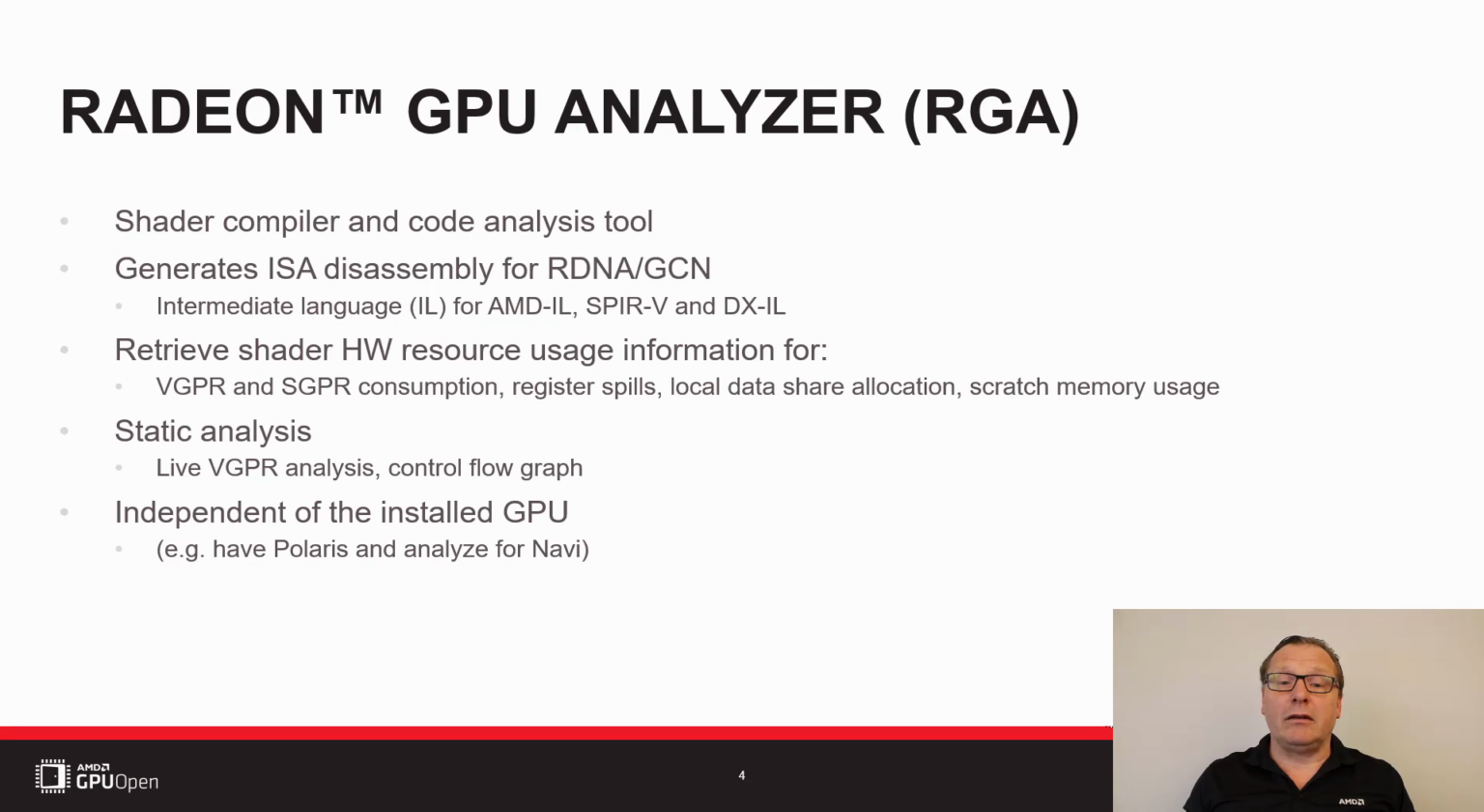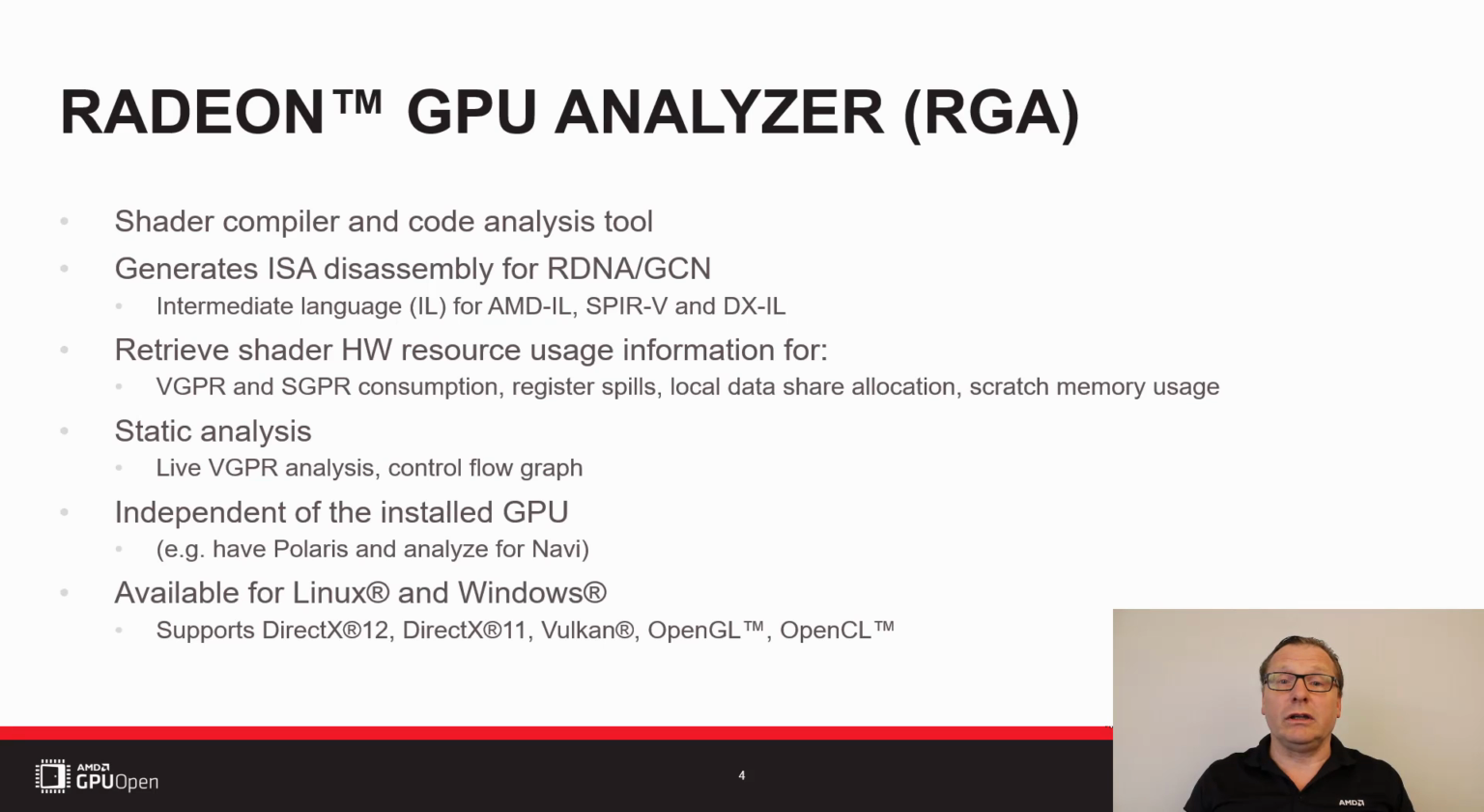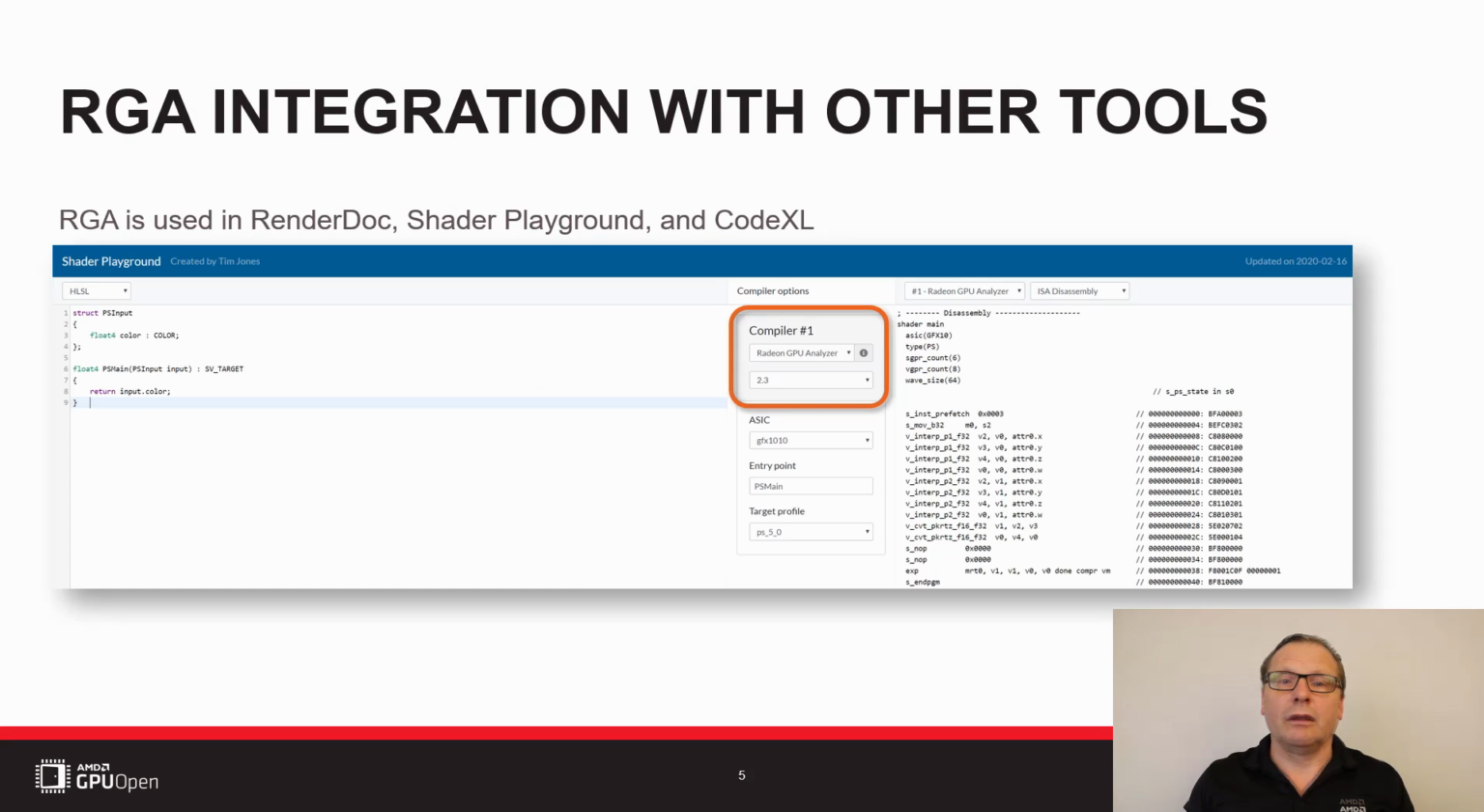The tool is independent of the installed GPU, which means that you can analyze your code for any of the supported GPUs without having it present in your machine. RGA runs on both Linux and Windows and supports multiple graphics and compute APIs. RGA has been integrated into other shader tools, which use it primarily as a standalone compiler for HLSL, GLSL, and SPIR-V code. In this screenshot, you can see the Shader Playground tool, a website for exploring shader compilers. In this example, RGA is being used as a standalone compiler for the HLSL input code.